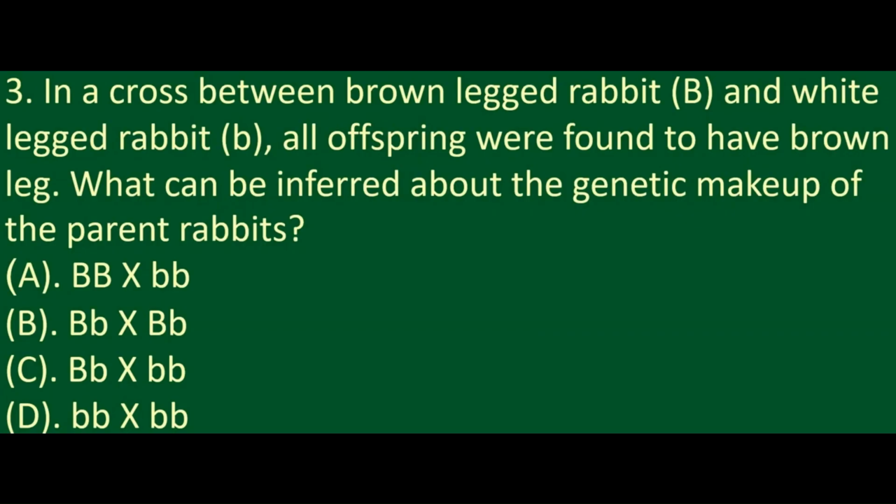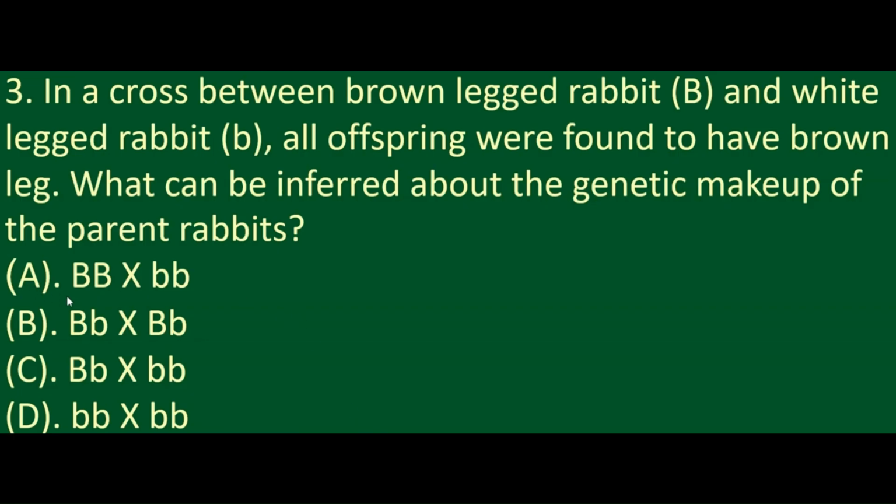Between brown-legged rabbit, denoted as capital B, and white-legged rabbit, small b, all offsprings were found to have brown leg. What can be inferred about the genetic makeup of the parent rabbits? So how did the answer be all brown after the cross between brown-legged rabbit and white-legged rabbit? So which of the following options will be correct for that?